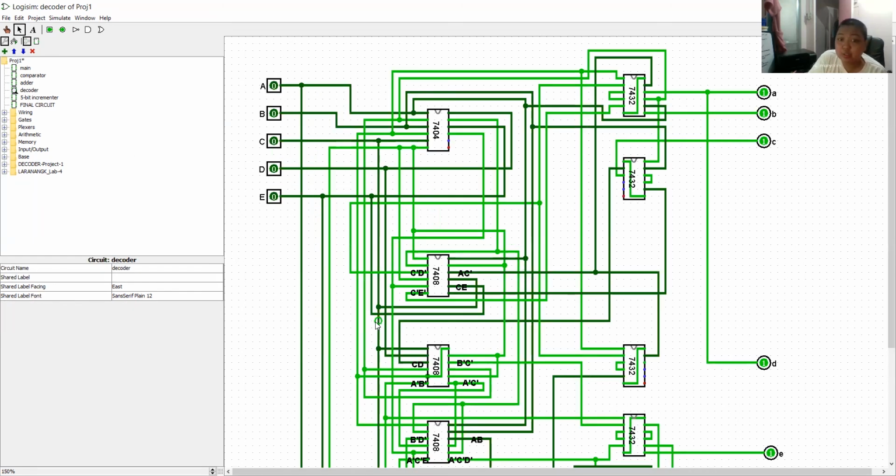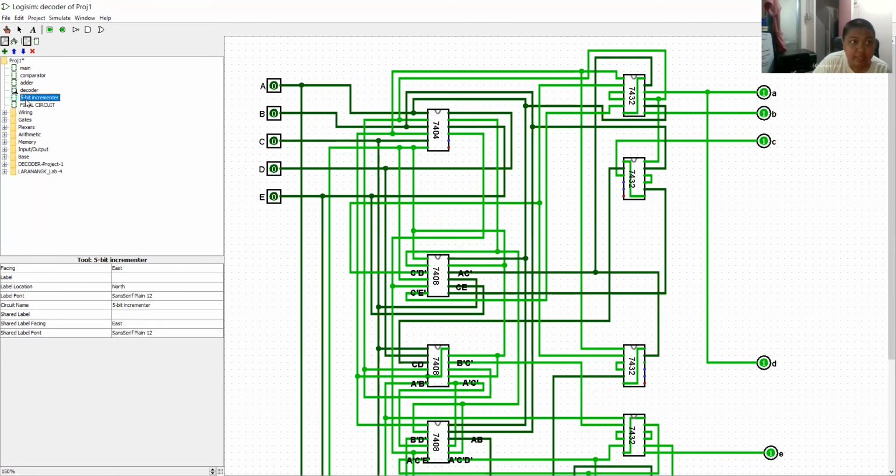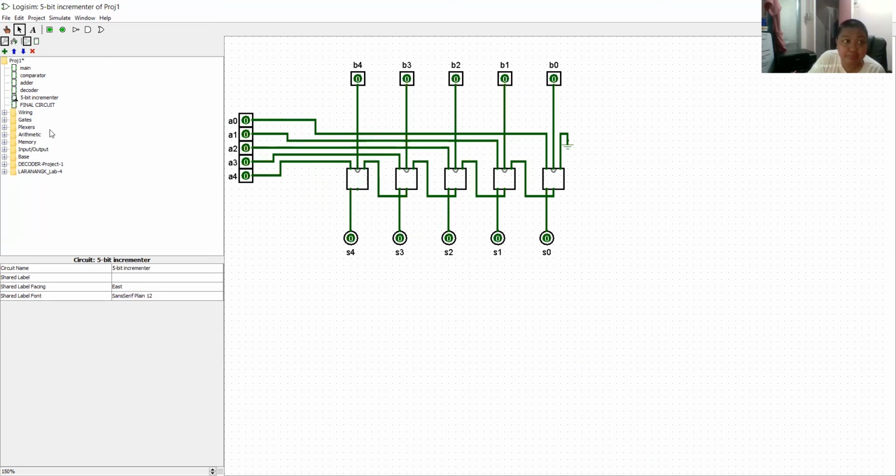For the decoder, it was already discussed by Mamales, Emerlyn Jade. So here it is. And for the 5-bit incrementer, I use the adder. Here it is, the adder connected to the ground. And as you can see, there are 10 inputs, A0 to A4, and B0 to B4. And we have 5 outputs, S0 to S4.